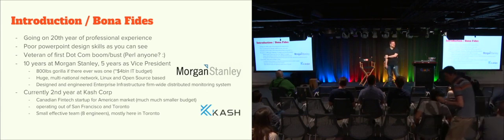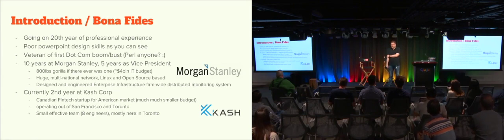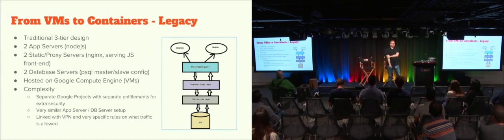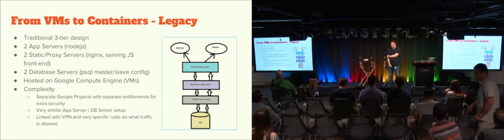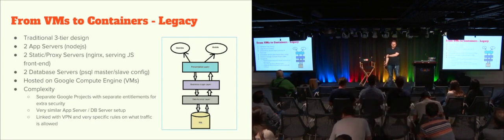So as I mentioned, we're a small startup focusing on the American market. We're about 9 engineers, actually. I recounted earlier today, and about 3 or 4 salespeople, mostly in San Francisco. So when I started at Kash about a year and a half ago now, they were running a traditional 3-tier design: presentation layer, business logic layer, database layer. Our deployment was on Google Compute Engine, which we've been using since the beginning.